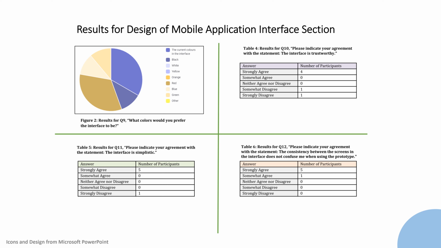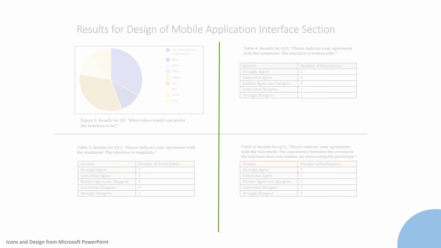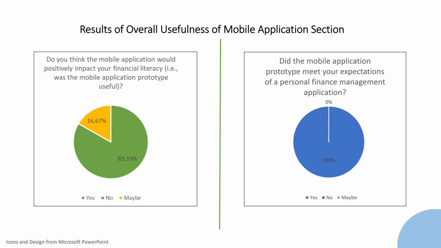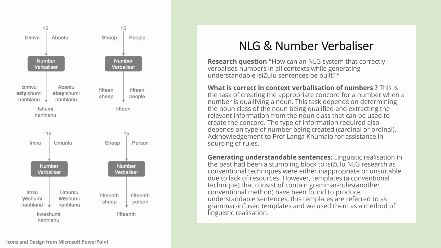Most of the results for the design of the mobile application interface section were also positive, and therefore the design was somewhat appropriate for inducing trust. The results for the content of the NLG feature section were also quite good, and it can be concluded that the content selected was somewhat appropriate. Based on the results from the final section, one can conclude that the application is extremely useful in positively impacting financial literacy.